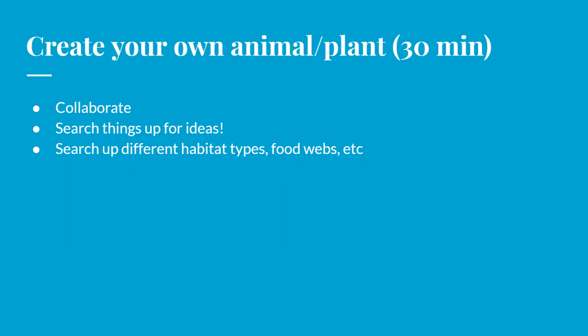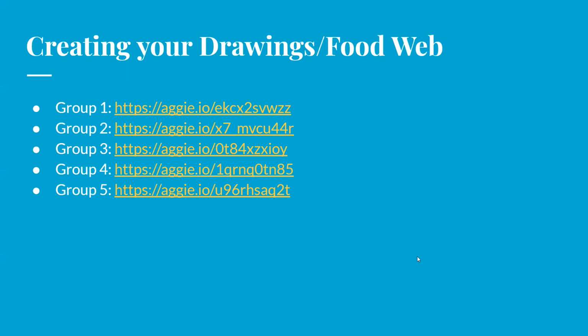And then for each group, you will be creating one animal, or you can choose to create a plant. So you can only choose one organism for each group. So you have to work together to decide on what you want to do as a team, right? Okay. So I will be assigning you all into breakout rooms in order to do this. And then I will provide you with a link to create your drawings and also your food web for your organism. So don't worry about writing down this link. I'll give it to you once I assign you into breakout rooms.